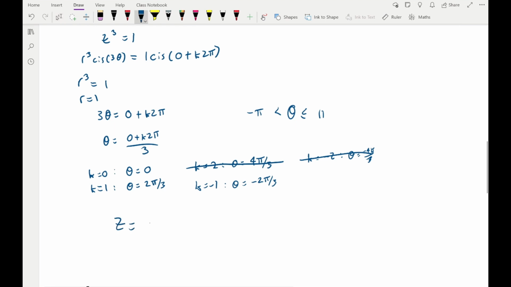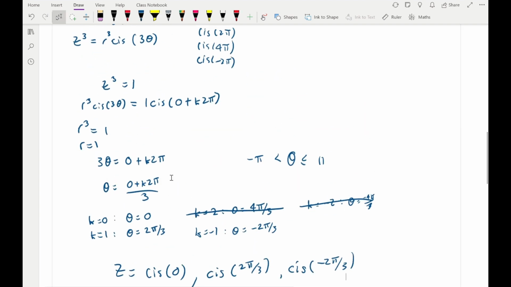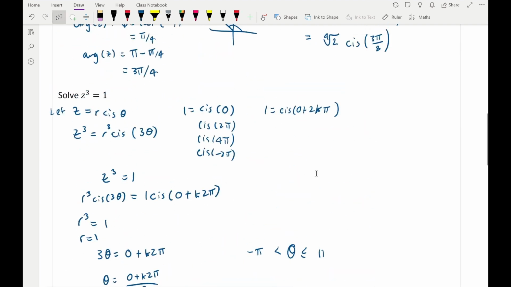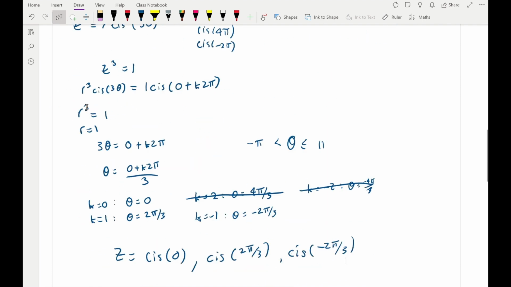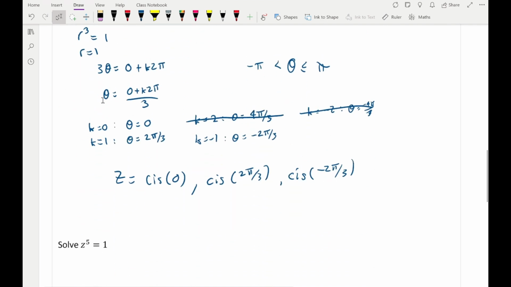z is going to be cis of 0, or cis of 2 pi over 3, or cis of minus 2 pi over 3. So there's actually 3 answers, and that's because this is a cubic equation. If you're familiar with quadratics, you know quadratics always have 2 solutions. Turns out cubics always have 3, quartics always have 4, and so on. This is an example of the 3 numbers that when I cube them, I'll get 1.